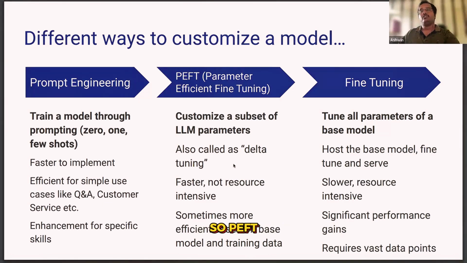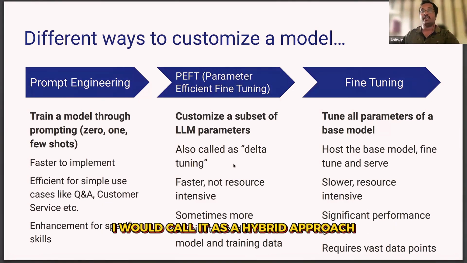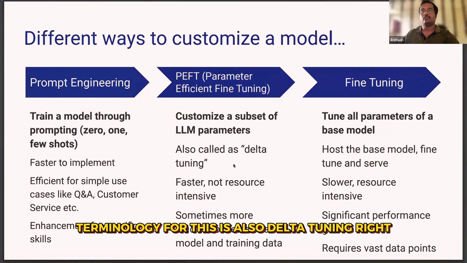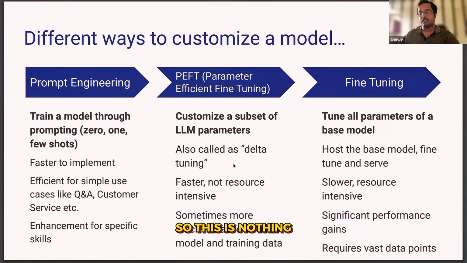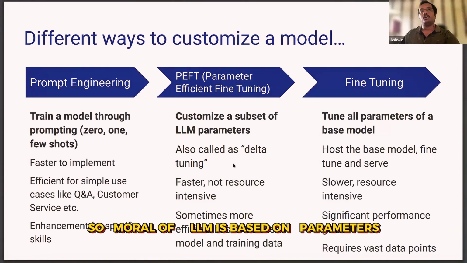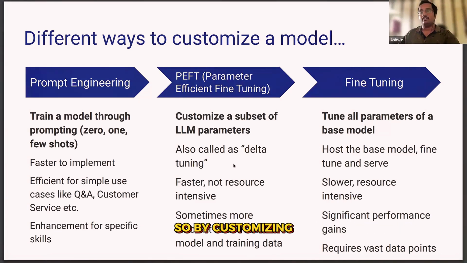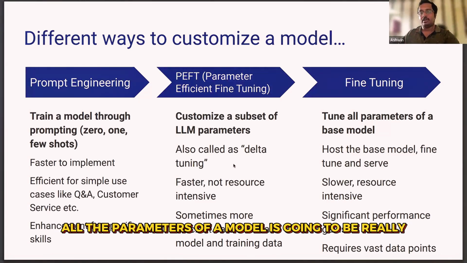So PEFT, which we will discuss in this particular session, is somewhere in between. I would call it a hybrid approach. And the industry terminology for this is also delta tuning, right? So this is nothing but you customize a subset of LLM parameters. A model or LLM is based on parameters. The higher the parameter count, the more breadth it covers. But customizing all the parameters of a model is going to be really, really expensive.